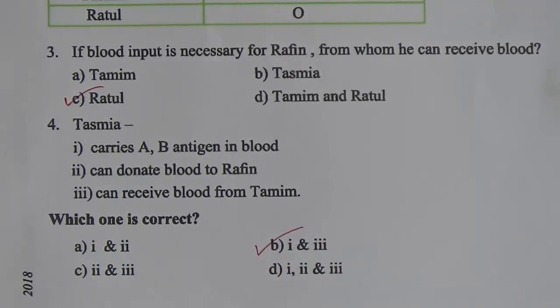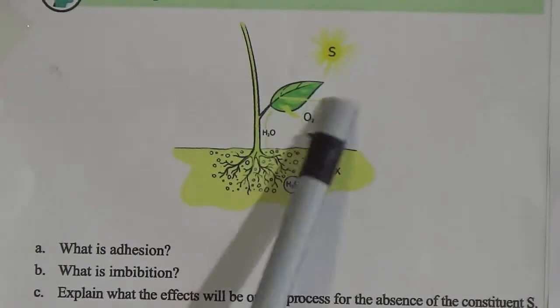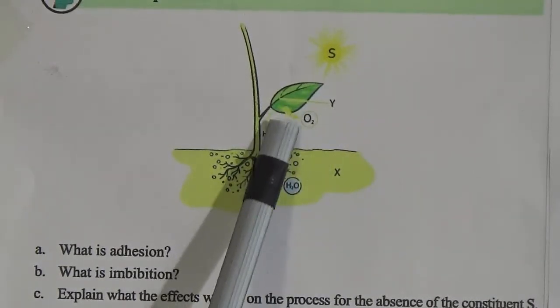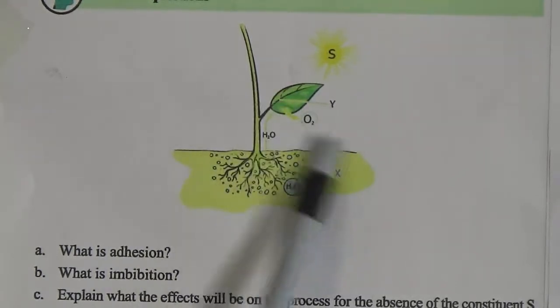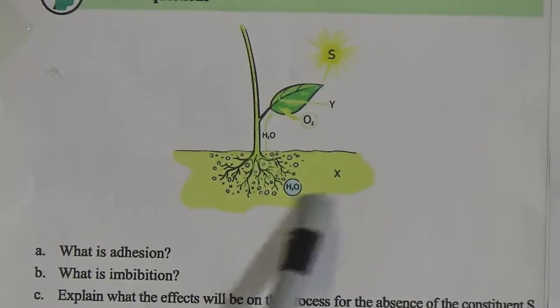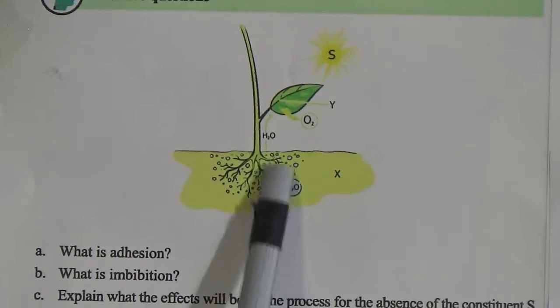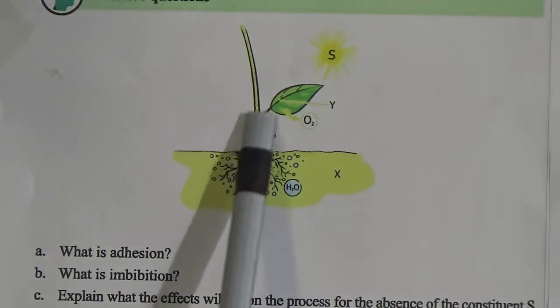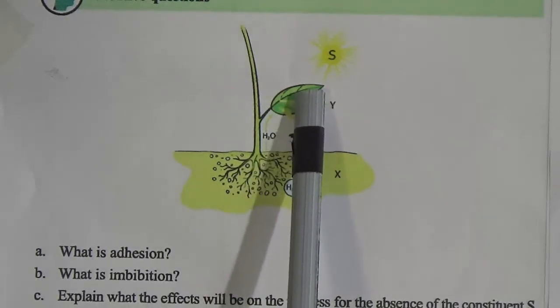Now come to the creative question. This is the stem of the creative question. There is the sun, it is indicated as S, this leaf is indicated as Y, and oxygen is evolved from the leaf, and the water is marked as X, and water is taken from the soil and it is carried to the leaf.